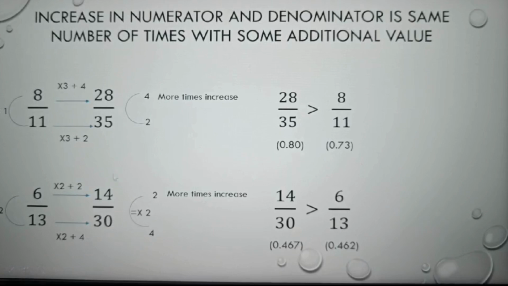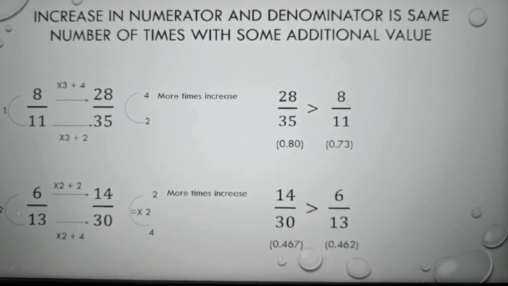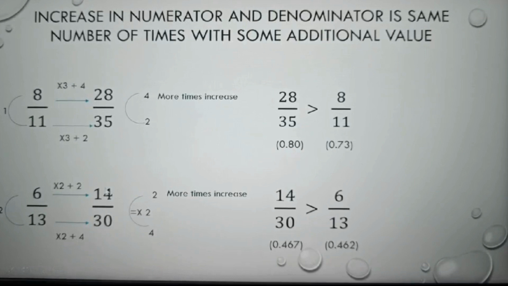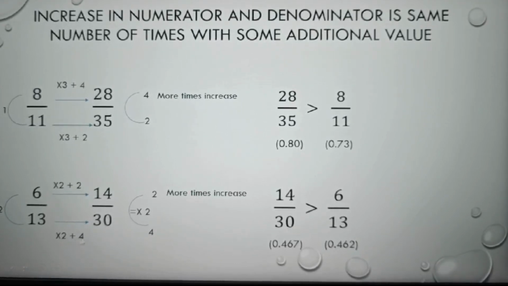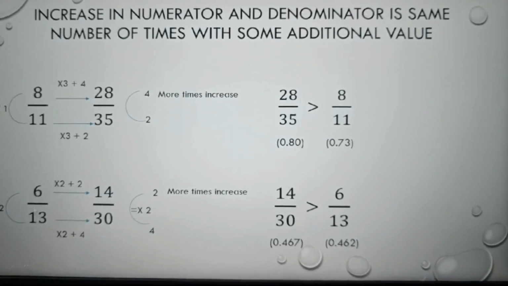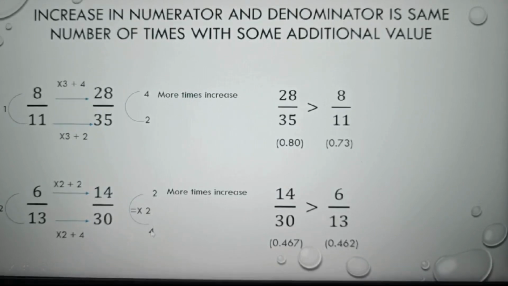Furthermore, if you observe the second pair, 6 by 13 and 14 by 30, the 6 increases into 2 plus 2, whereas 13 is increased into 2 plus 4. That is the 6 and 13 comparison. The 13 is more than 2 times of 6, and here the increase in numerator is 2 and the increase in denominator is 4, only exactly 2 times, not more than 2 times.